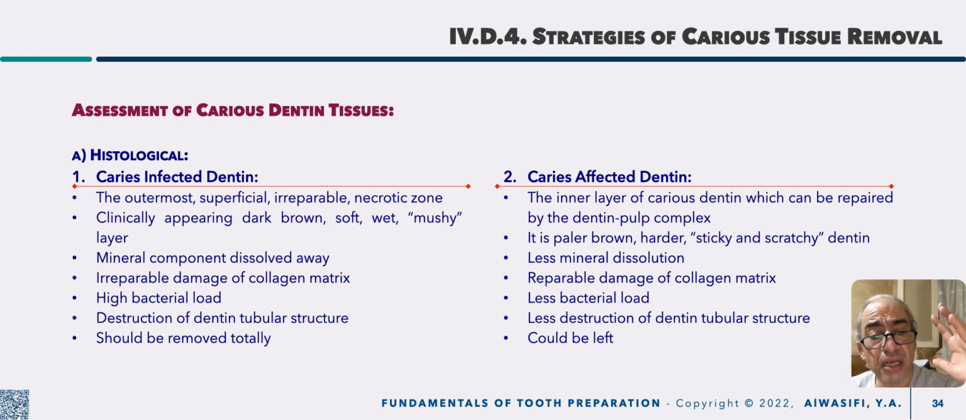Caries affected dentine is the inner layer to the previous one and can be repaired because it is only affected by acid but not infected by microorganisms. That's why it looks pale brown, or lighter brown. It feels harder, sticky and scratchy dentine, with less mineral dissolution, and still has a patent repairable collagen matrix. Although it is damaged, its damage is still repairable. Less bacterial load, less destruction, and it could be left.